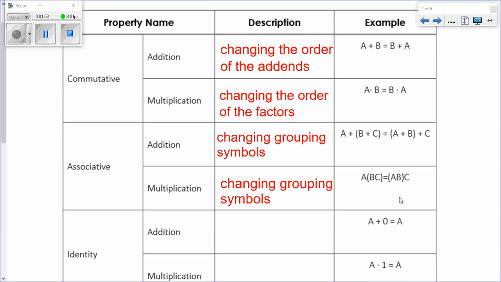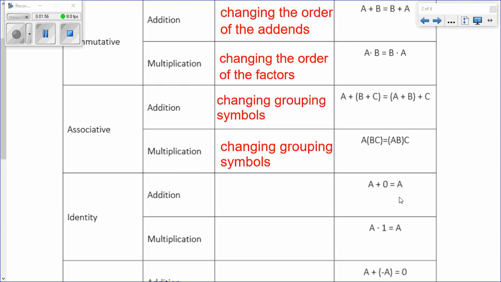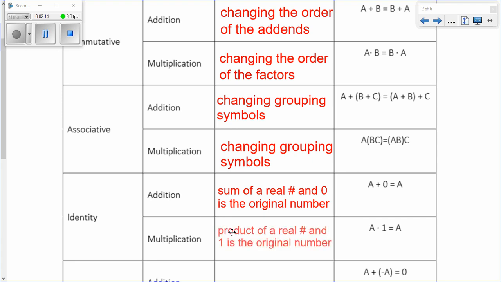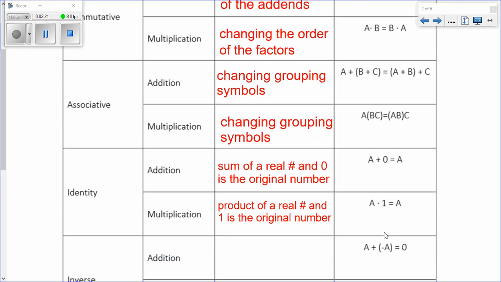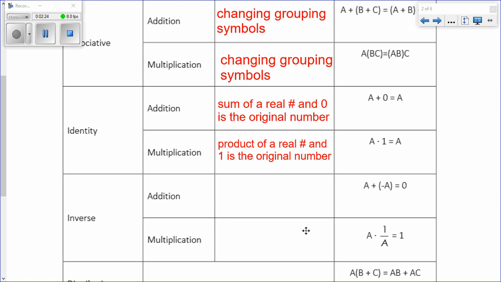The identity property is again over addition and multiplication. It says for addition, if you add anything with 0, you're going to get that same number. You can add with 0, but it's just going to give you that same thing. And with multiplication, if you multiply a number by 1, you're going to get that same number. So it just means that the number is not changing because of what you're either adding to it or multiplying with.